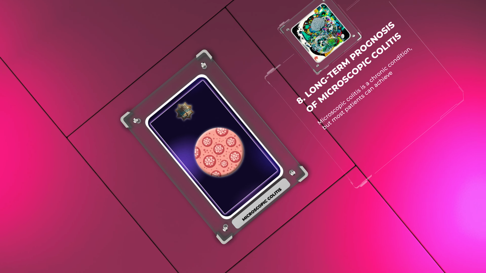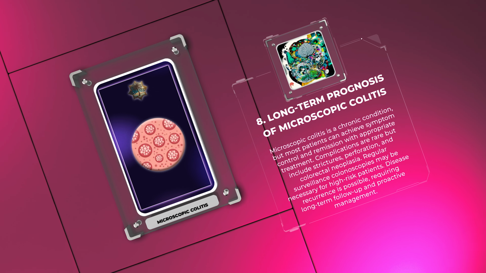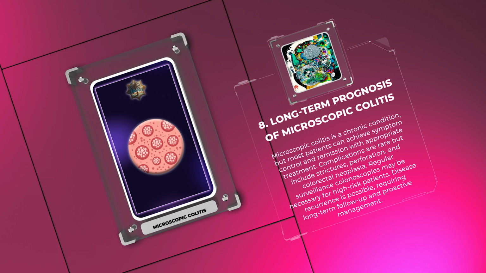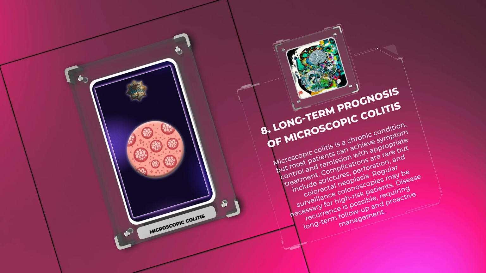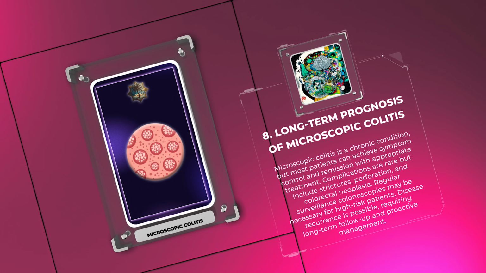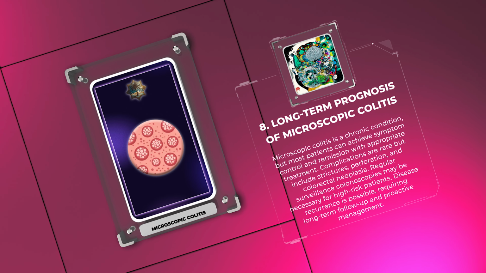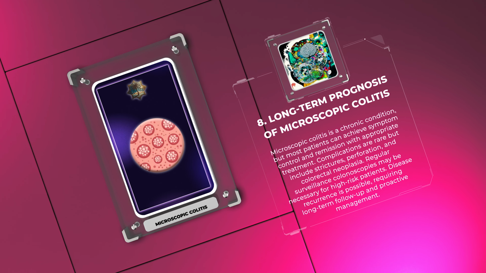Microscopic colitis is a chronic condition, but most patients can achieve symptom control and remission with appropriate treatment. Complications are rare but include strictures, perforation, and colorectal neoplasia. Regular surveillance colonoscopies may be necessary for high-risk patients. Disease recurrence is possible, requiring long-term follow-up and proactive management.